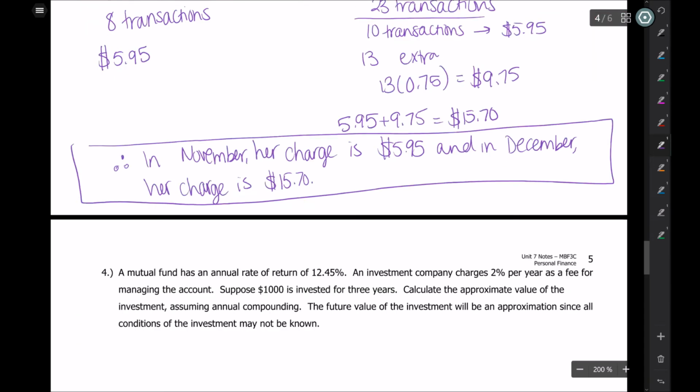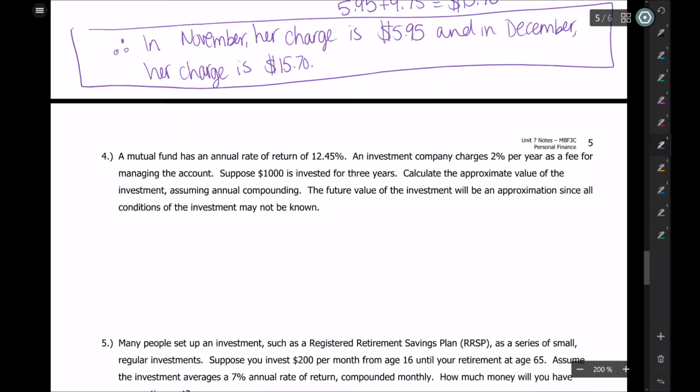Okay? All right, so now question number 4. It says a mutual fund has an annual rate of return of 12.45%. So that means you get 12.45% interest, but an investment company charges 2% per year as a fee for managing the account. So it says suppose $1,000 is invested for 3 years. So we've got $1,000 and it's 3 years. Calculate the approximate value of the investment, assuming annual compounding.